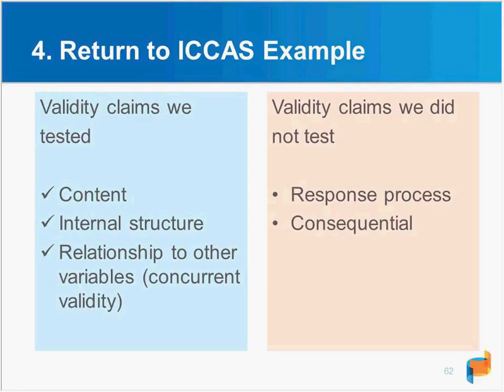So let's try now putting all of this together by returning to the ICAS example we began with. In our replication study, we tested 3 validity claims: content, internal structure, and relationship to other variables. We also asked 3 students to look at the test and comment on it, and they had no problems with understanding. But I wouldn't say we looked at response process in any depth. We also did not consider consequential validity in any depth.